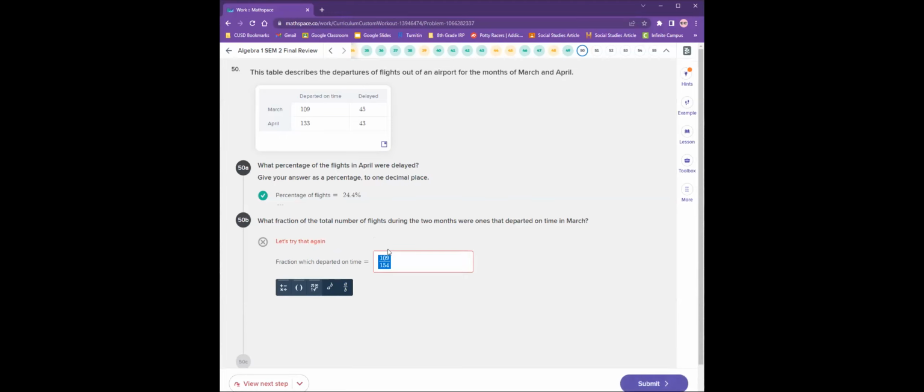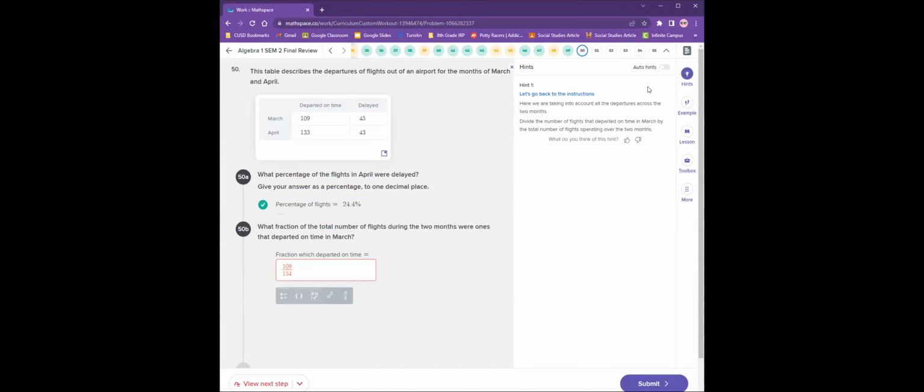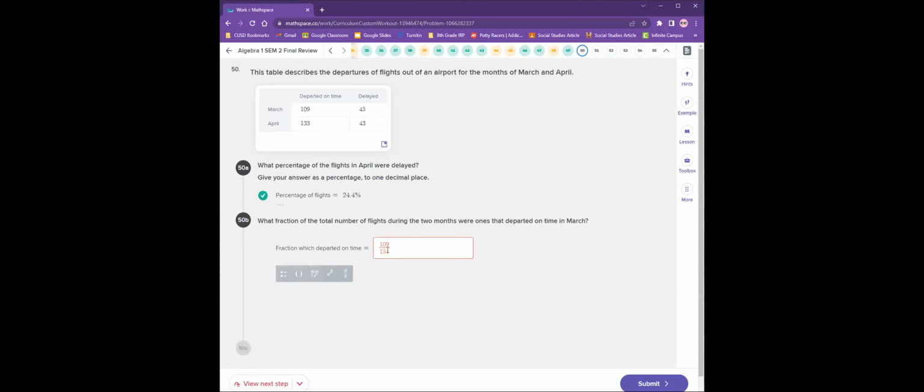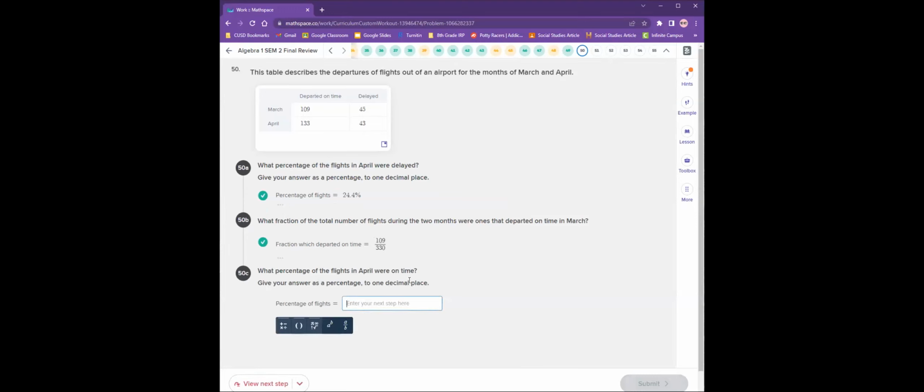I don't know if that reduces. Now what's the problem? I'm not sure. We have to see if that reduces, 109 divided by 154. It crossed all 2 months, so it's 109 over 330. I don't like the way that's worded. What fraction of the flights over the 2 months were ones that departed on time in March? Okay, yeah, you're right. You have it there. So this one looks like it's just April now.